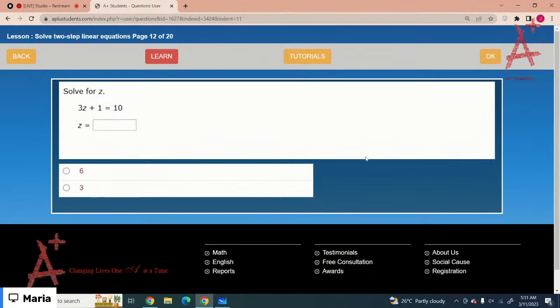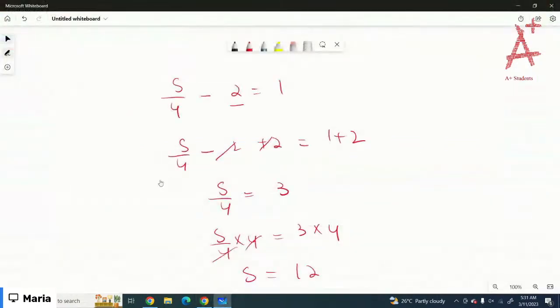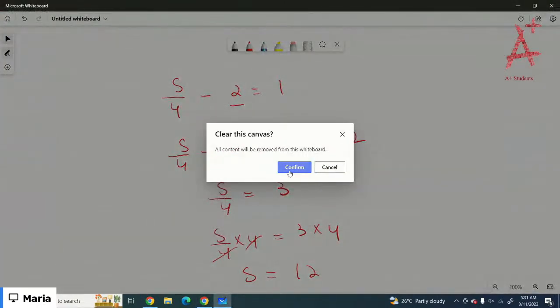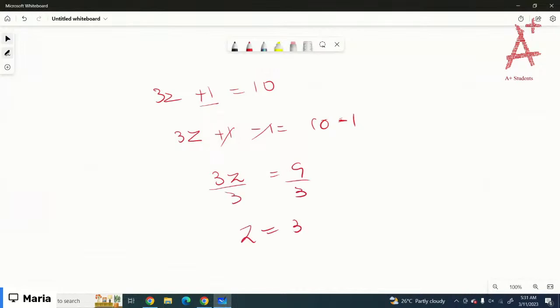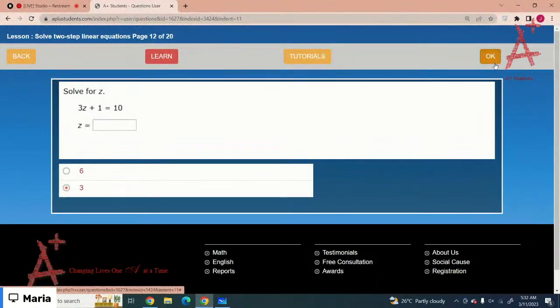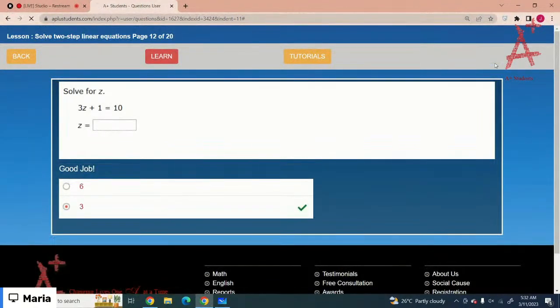Okay, the next one is 3z plus 1 equals 10. So 1 is being added on this side, so just subtract 1 from both sides. 1 minus 1 is 0. You are left with 3z equals 10 minus 1, which is 9. Divide both sides by 3. So z equals 3. Got it? So the correct option is z equals 3. Just select the correct option and click on the OK button.